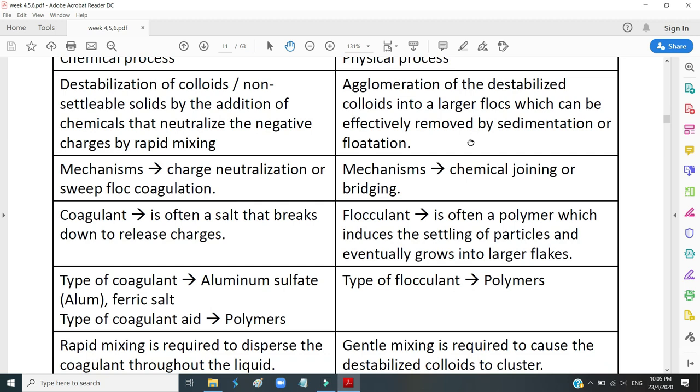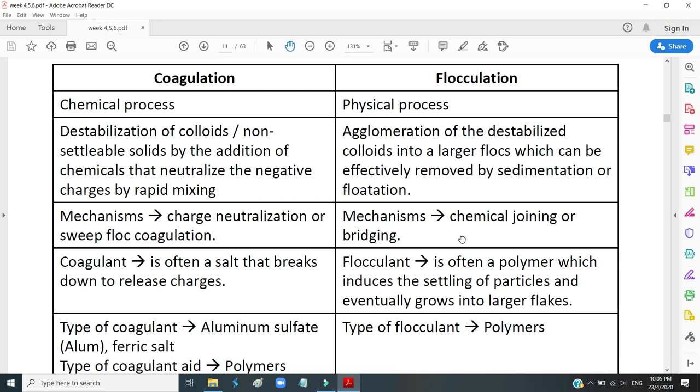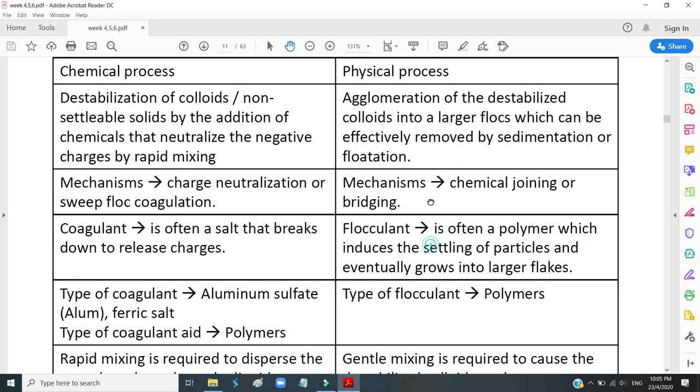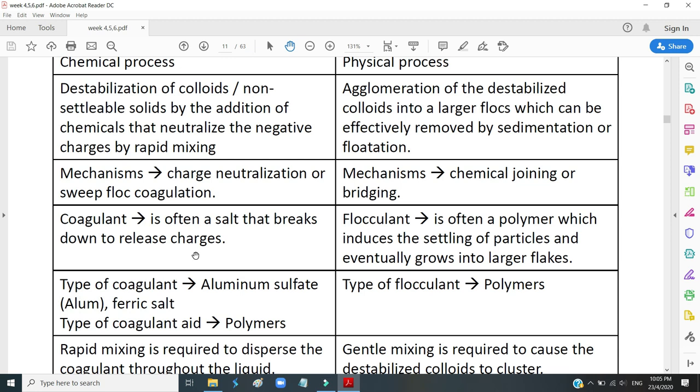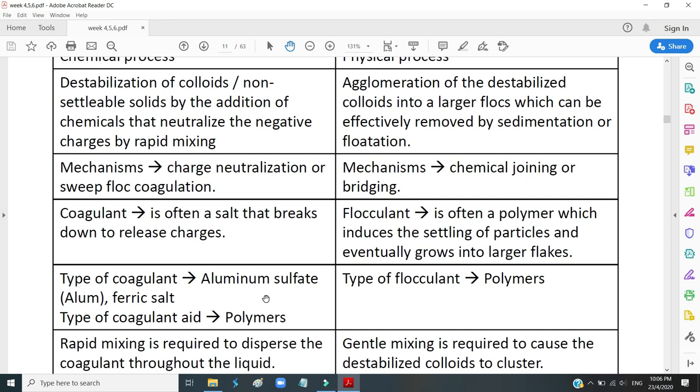The mechanism of coagulation is charge neutralization, while flocculation is chemical joining or bridging, which means forming colloids into larger flocs. A coagulant is often a salt that breaks down to release the charge. A flocculant is often a polymer which induces the settling of particles and eventually grows into larger flakes. So what are the examples? For coagulants, the examples are aluminium sulfate, alum, and also ferric salt. And for flocculants, the type is polymer. So we can see that flocculants can be an aid to the coagulant. It will help to boost the coagulant.